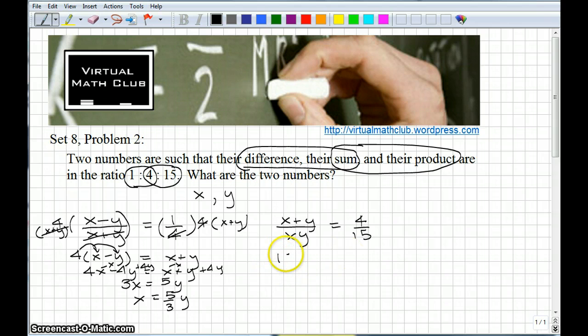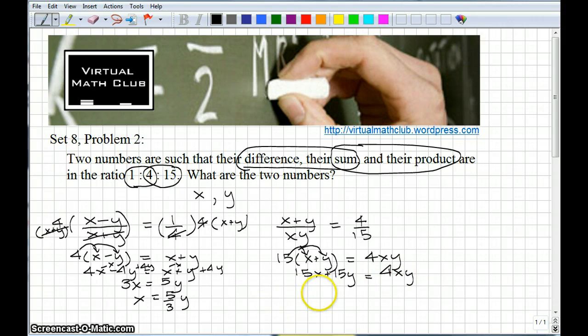So I get 15 times x plus y is equal to 4xy. And then let's distribute the 15, and I'll get 15x plus 15y is equal to 4xy. Now, what can I do now? Let's see.